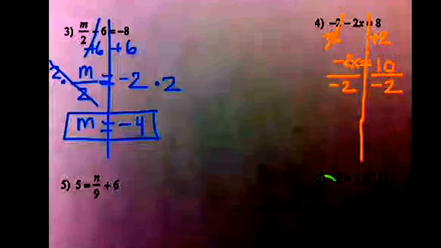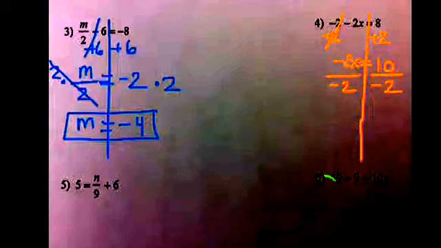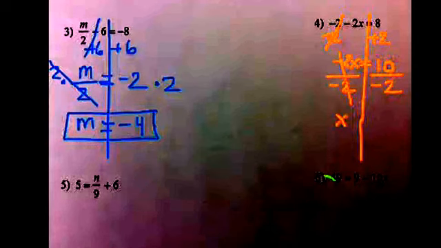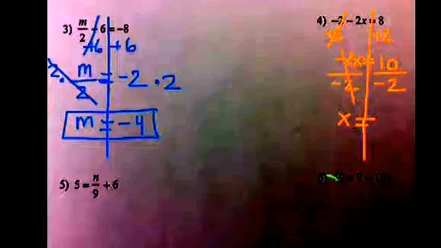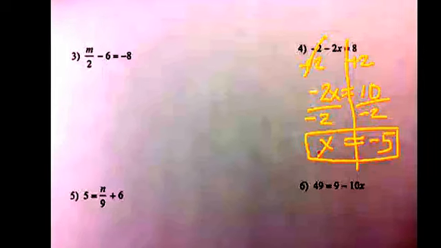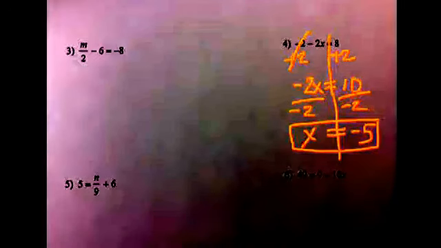Keep in mind that if the coefficient has a negative sign, that negative goes with the 2, and I have to divide by negative 2. So negative 2 divided by negative 2 is 1, so I'm left with just 1x on that side, equals 10 divided by negative 2, which is negative 5. So x equals negative 5 is our solution. Okay, on to number 5.